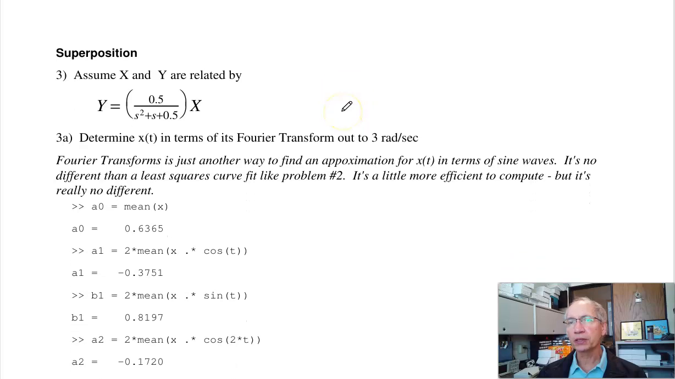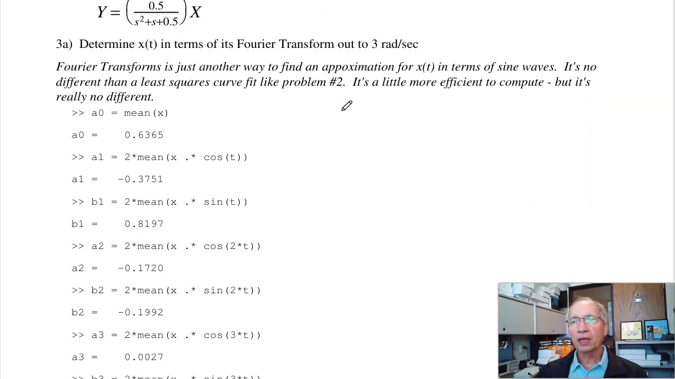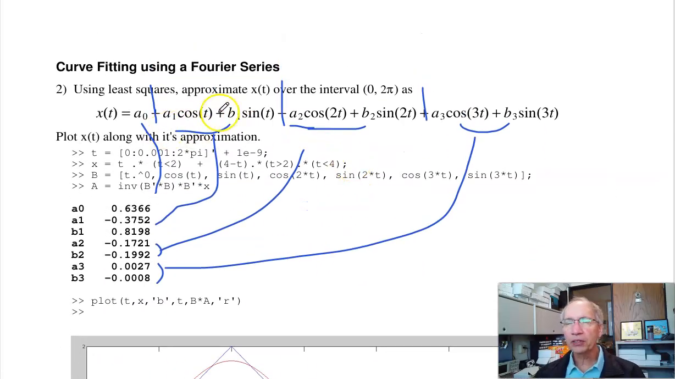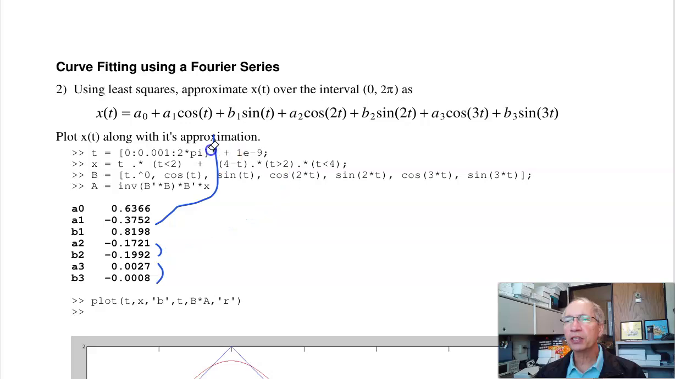There's another way to do it. Another way is if I have x of t, let's go back over here, in terms of all these sine waves, I can find the terms one by one. For example, to find a0, I just take the average of x. Well, the average of sines and cosines are 0, so this term is 0, that's 0, this is 0. All these are 0, so just finding the average of x gives me a0.